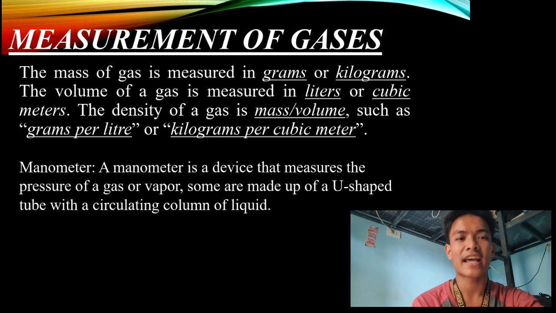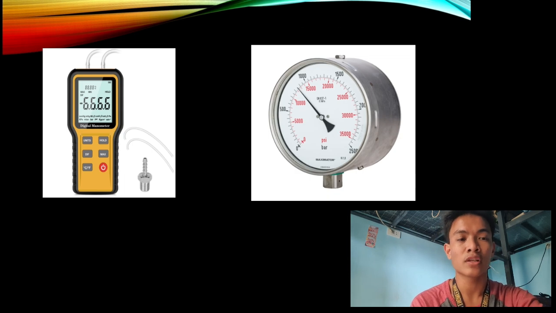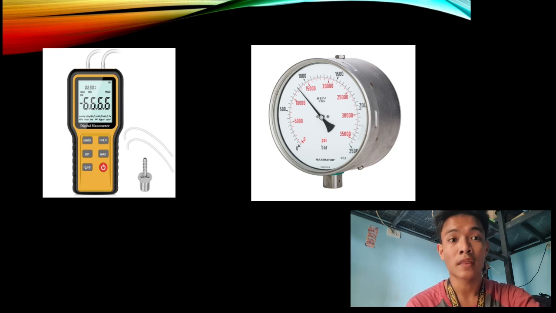The density of a gas is mass over volume, such as grams per liter or kilograms per cubic meter. Manometer. A manometer is a device that measures the pressure of a gas or vapor. Some are made up of a U-shaped tube with a circulating column of liquid. As shown in the picture, we have two examples of a manometer. One is digital and one is not. The yellow one is digital and the silver one is the non-digital manometer.